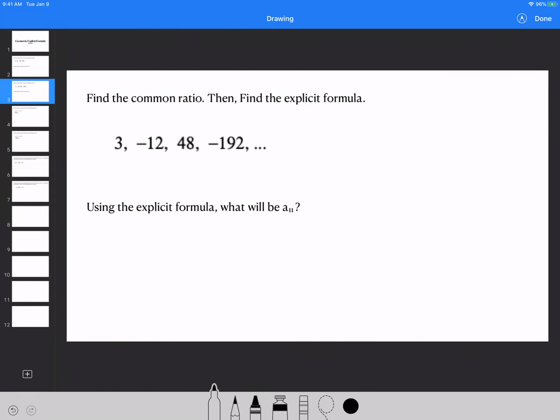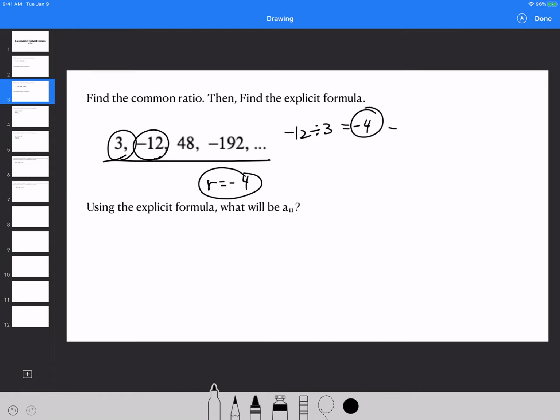Take a look at the second question, pause the video, and please solve it just like how I have done before. Okay, so assuming that you have done this question, the answer for the common ratio should be negative 4. The way to get that is to take the negative 2 and divide it by 3, and you should get negative 4. Now, using the explicit formula, we find the 11th term of the sequence.